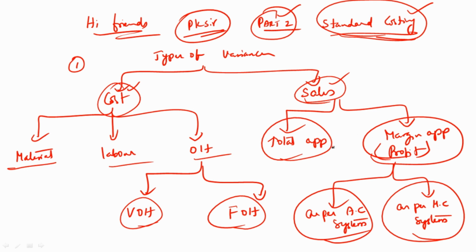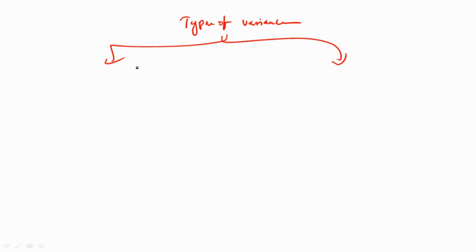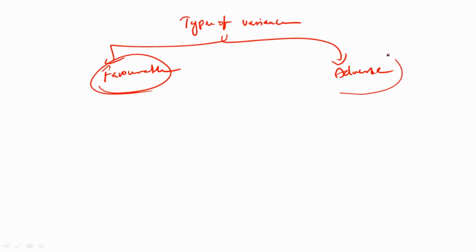Now, apart from this, we can have one more classification for types of variances. Ultimately, there will be two types of variances. One is favorable variance, and the other one is adverse variance or unfavorable variance. Now, what do you mean by favorable variance? What do you mean by adverse variance? I've seen many students think that if you calculate any variance by using a formula, and you get a positive number, then that is referred to as favorable. And if you get a negative number, then that is referred to as adverse variance.